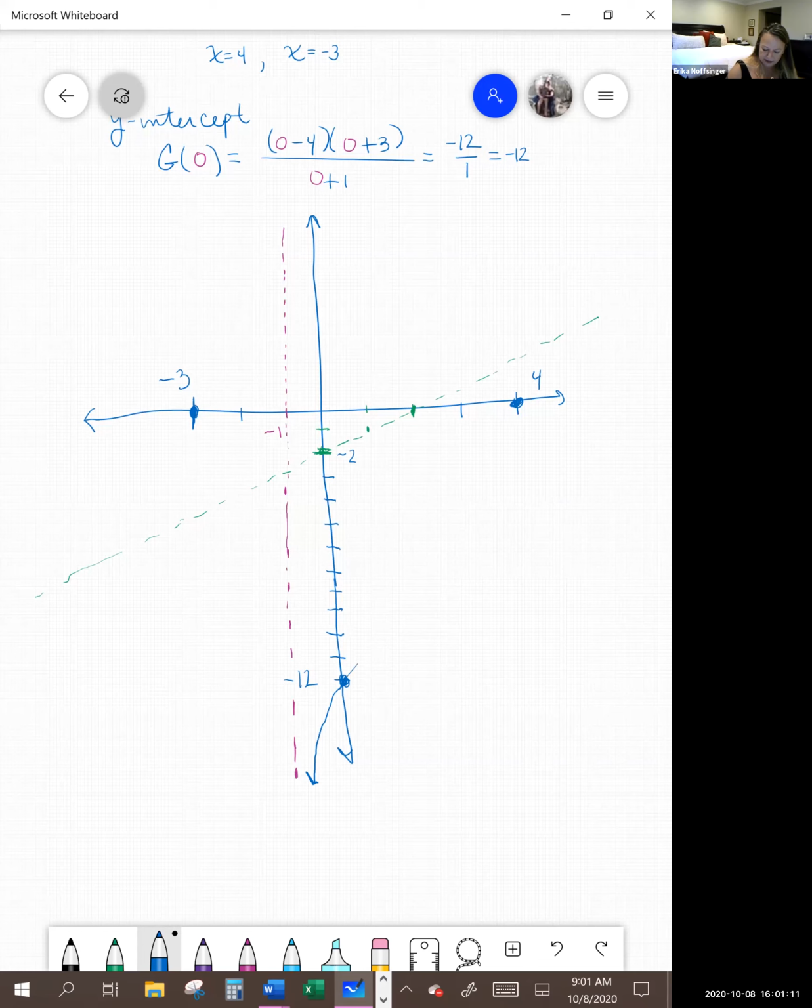So because of where this vertical asymptote is, where this point is and this point is, I know my graph looks like this. And it's because my units are kind of not on scale for the x and the y, so it kind of looks funky. I don't know how I want to do this, kind of like this.